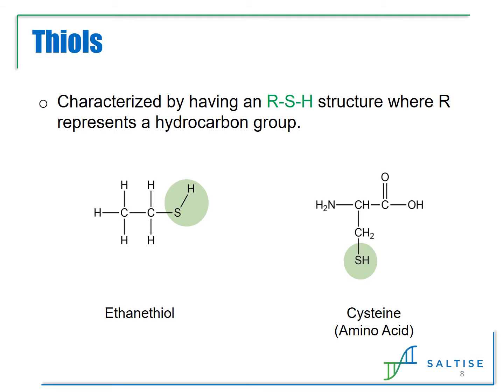Thiols are similar to alcohols, except that the oxygen atom is replaced by a sulfur atom. The most common example of a biological molecule with a thiol group is the amino acid called cysteine. Cysteines play an important role because the sulfurs will form a disulfide bond, which is critical for the 3D shapes of certain proteins.